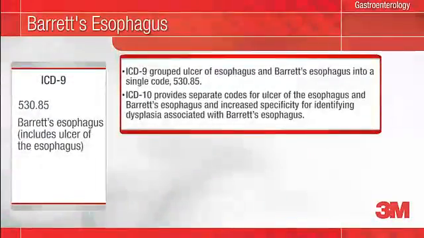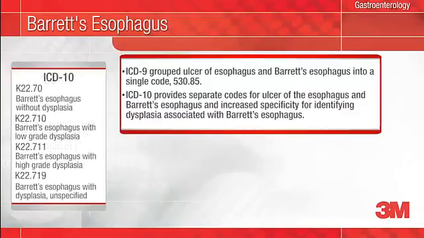Investigators performing epidemiologic studies often rely on ICD codes and databases to identify cases of a specific illness or condition. Because the ICD-9 code for Barrett's esophagus also classified ulcer of the esophagus, identifying cases of Barrett's esophagus required review of individual medical records.